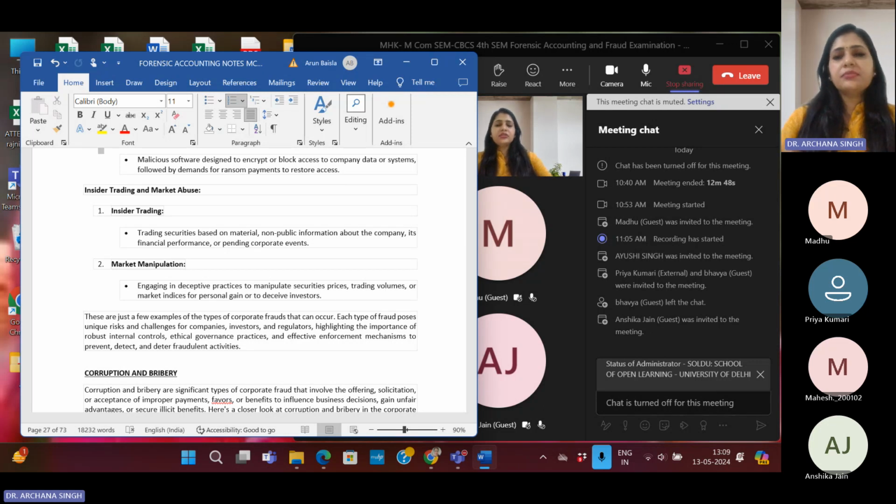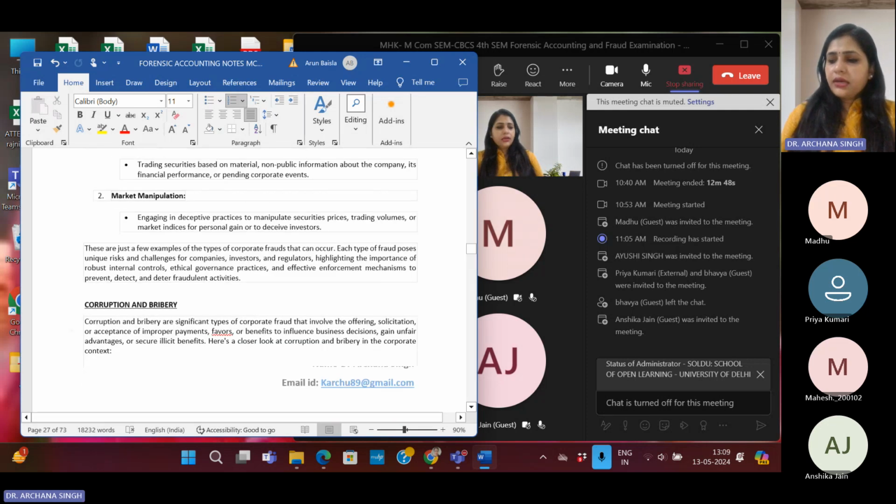Then market manipulation is basically engaging in deceptive practices so that they can manipulate security prices, trading volumes, or market indices for their own personal gain and to deceive those investors. Okay, so these are just a few examples of the corporate frauds which may occur. Each type of fraud has its own risks and challenges that companies, investigators, and regulators have to take care of. They have to highlight the importance of robust internal control techniques and ethical governance practices, so that they can prevent, detect, and deter these fraudulent activities.